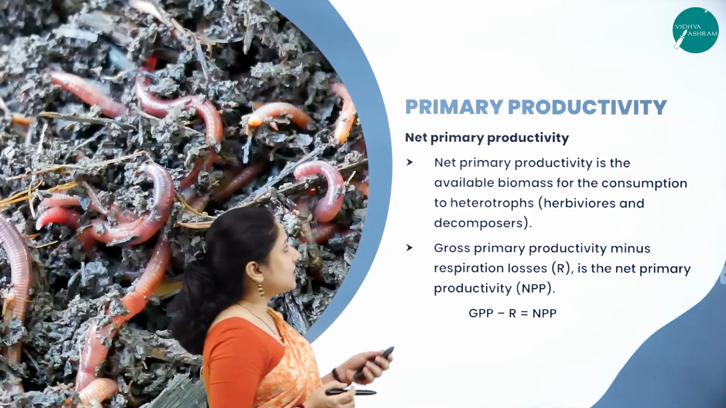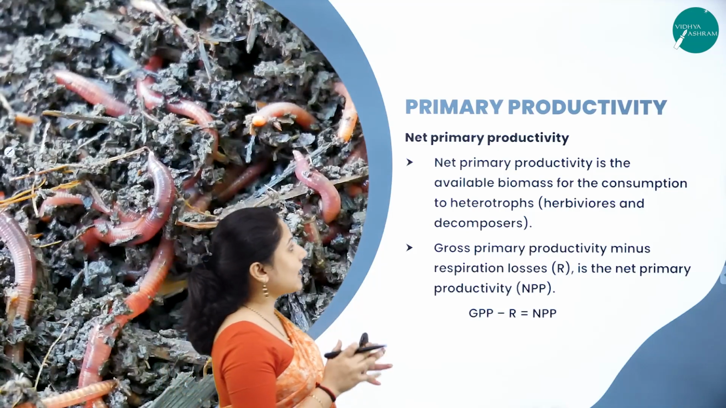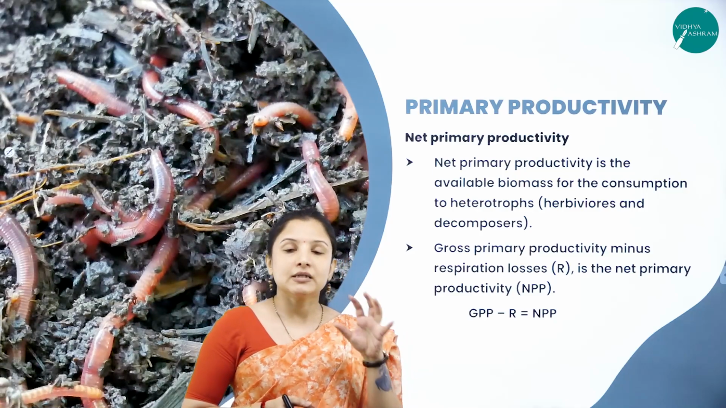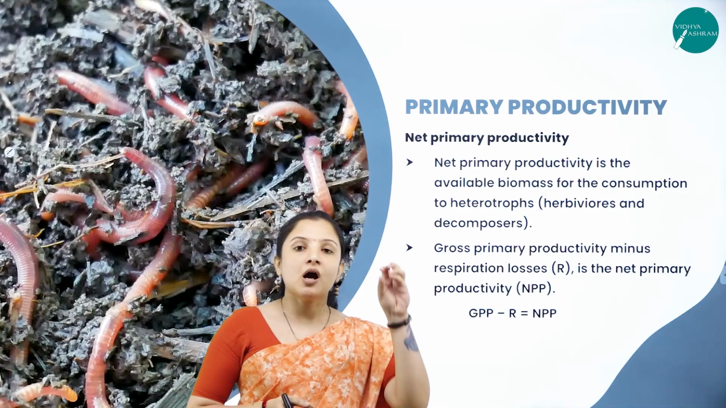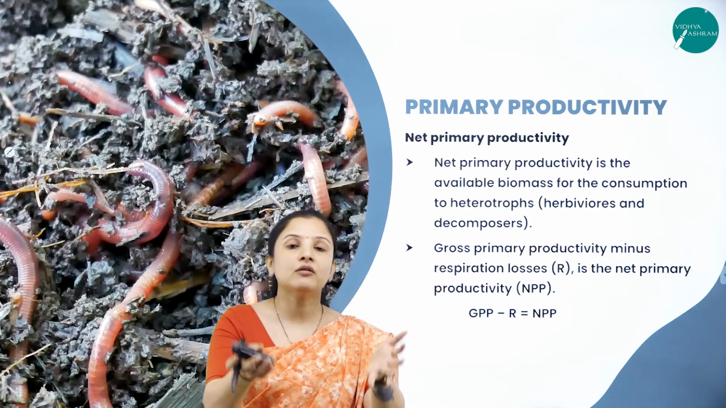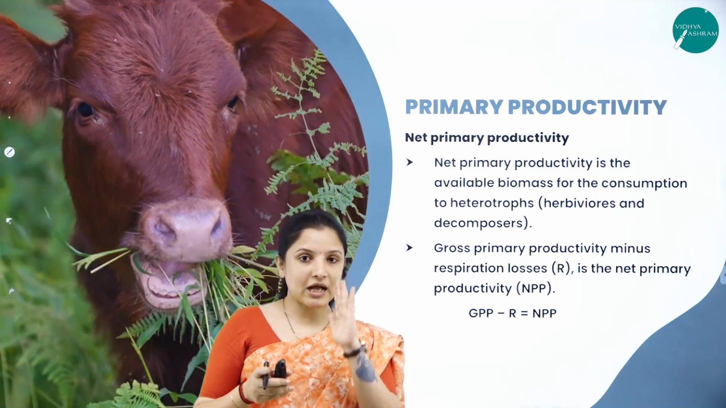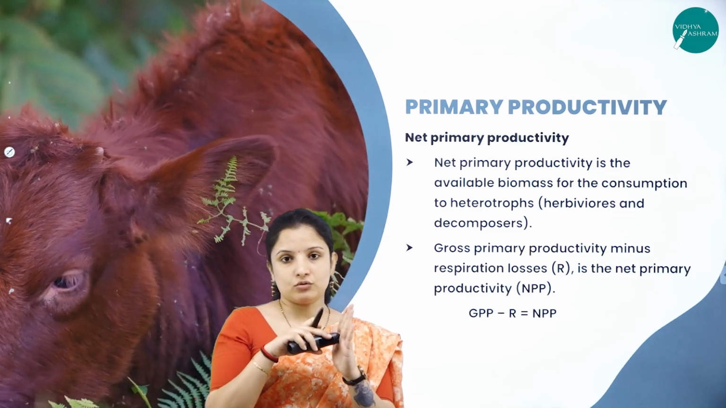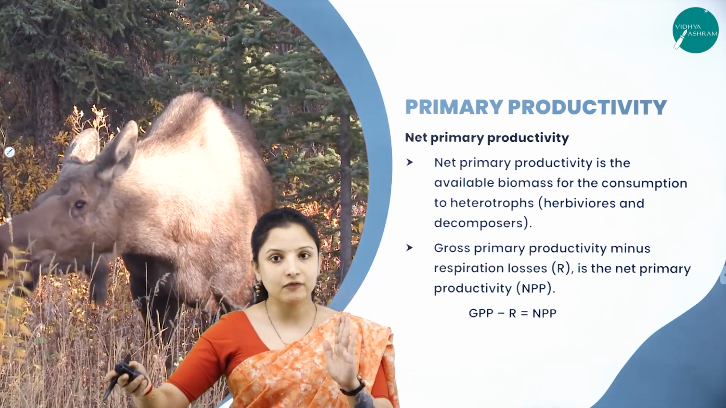Next, talking about the net primary productivity. Net primary productivity is the available biomass for consumption. We all know that gross primary productivity is nothing but how much organic matter is present in the plant when you weigh the plant after the process of photosynthesis. Now will that plant utilize all the energy? No. Some of the energy will enter into the plant and some will be given back to the environment, right?